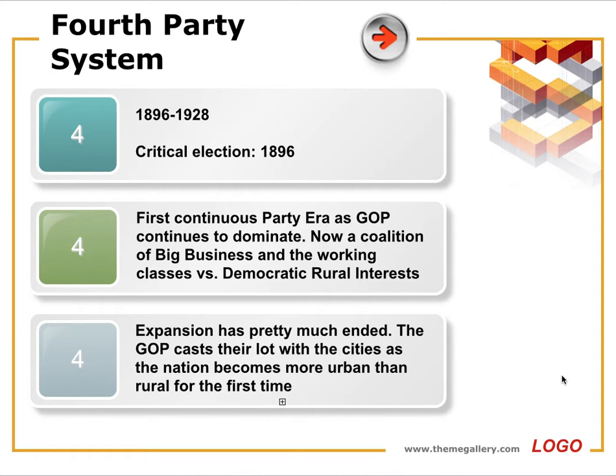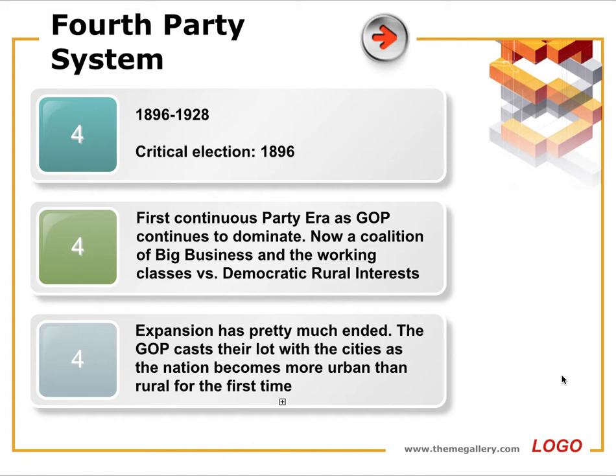And what that does is create a new coalition of big business and working classes versus Democratic rural interests. You'll notice that in 1896, the first contest between McKinley and William Jennings Bryan, Bryan talked about in his Cross of Gold speech all those things that Democrats were opposed to, which is big business, how the farmer was being put upon, and so on and so forth.